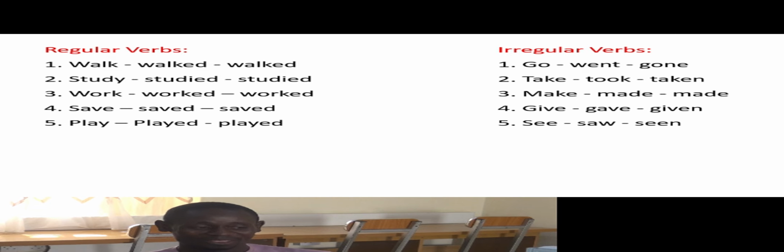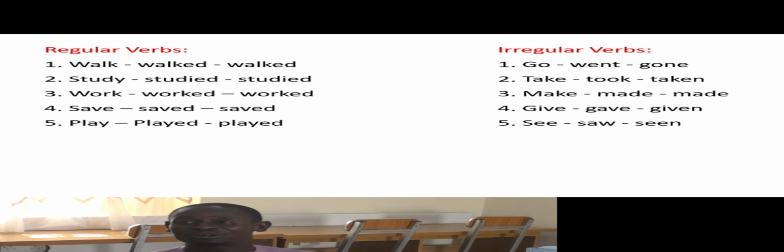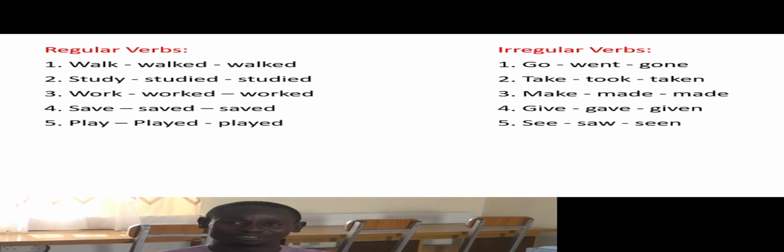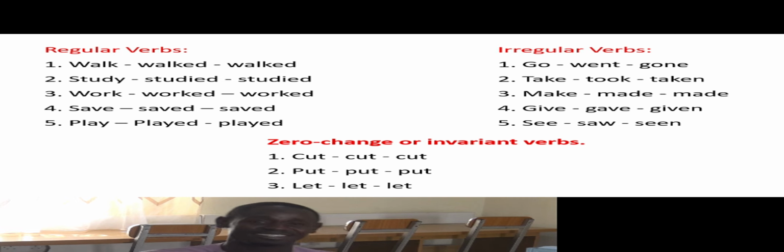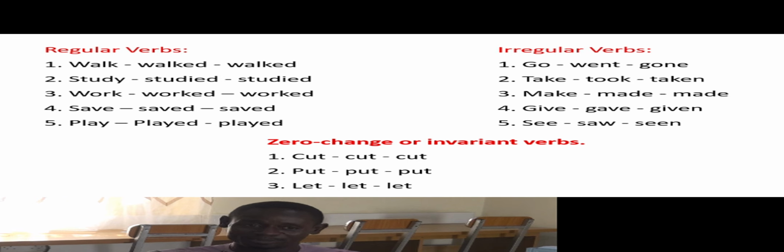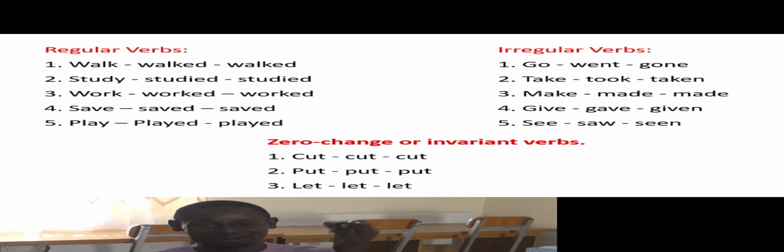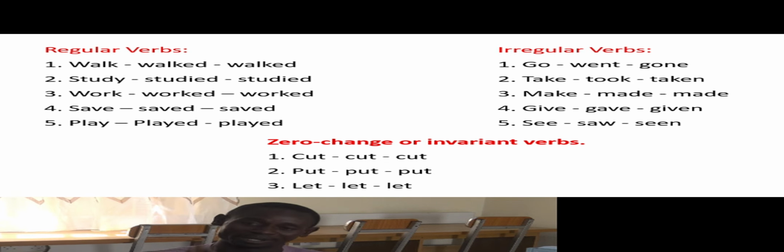Find them out. Now, we have another class of verbs. We call them zero change or simply invariant verbs. Why do we call them zero change? This is because they remain the same, whether for the past tense, the participle, or whatever. They simply don't change. The next time you say, I cut my pen, you will not say, I cutted my pen, or any other thing. It remains the same. Cut for the present tense, cut for the past tense, and cut for the participle.